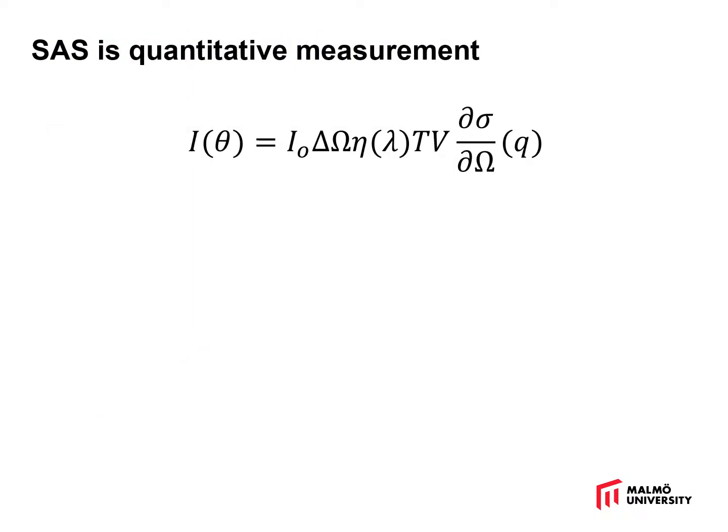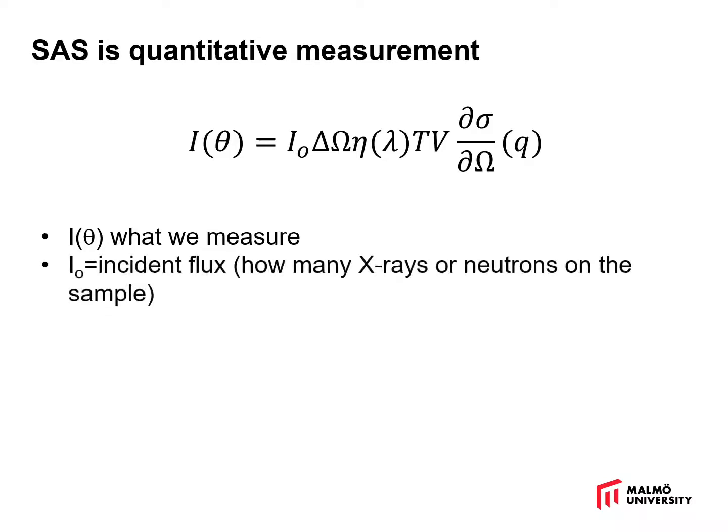This slide will seem rather complicated, but it's so important that I'll come back to it many times. I really need to affirm how quantitative small angle scattering is. So, I, intensity as a function of angle, is what we actually measure. I0 is the incident flux, or how many X-rays or neutrons are on the sample. For X-rays, that's usually monochromatic, but with neutrons that can quite often be a distribution of wavelengths, and therefore the other terms become really quite important.